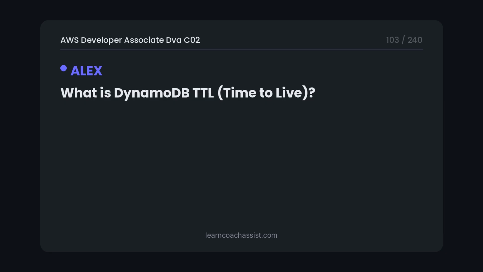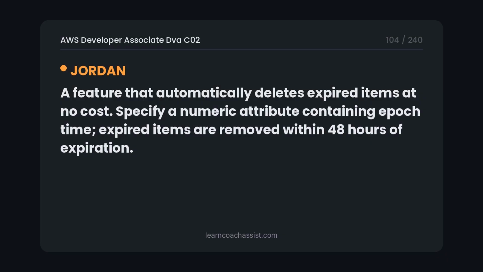What is DynamoDB TTL, time to live? A feature that automatically deletes expired items at no cost. Specify a numeric attribute containing epoch time. Expired items are removed within 48 hours of expiration.